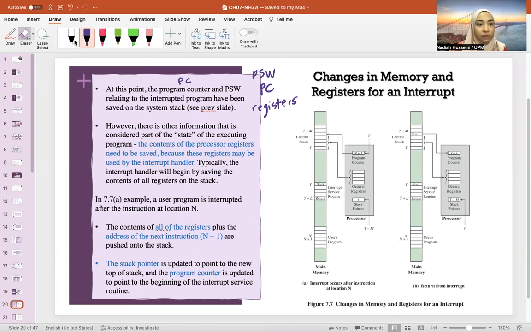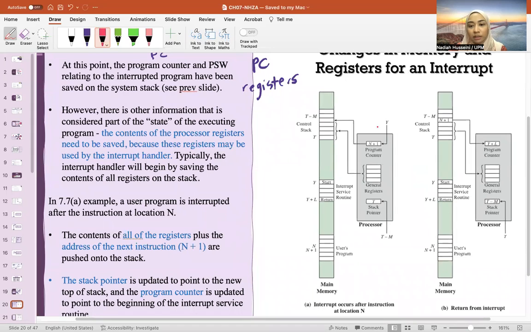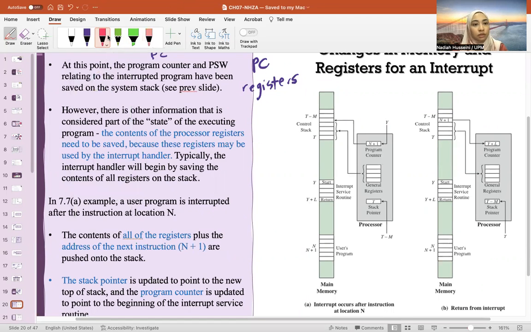Okay, let's try to remove this. Let me make this bigger. So what it is doing now is executing the instruction at N. We know that we need to save the next instruction to resume our execution, to resume our user operation. So instead of saving it as N, you save it as N plus 1. It's not N, it's N plus 1, the program counter plus 1, basically the next one.